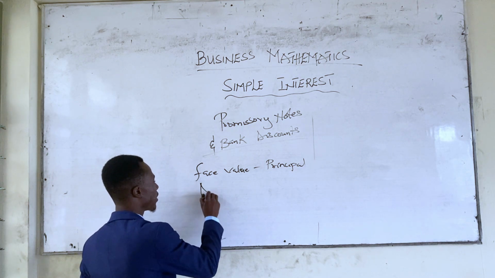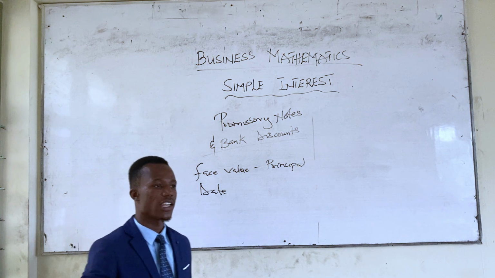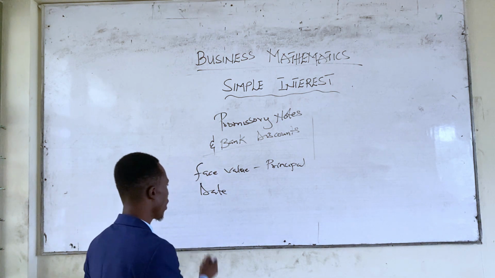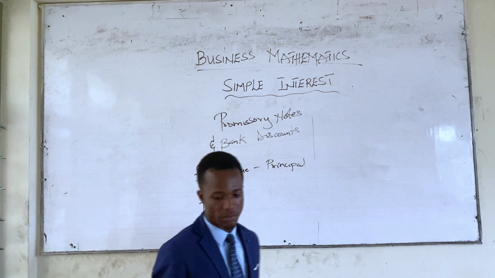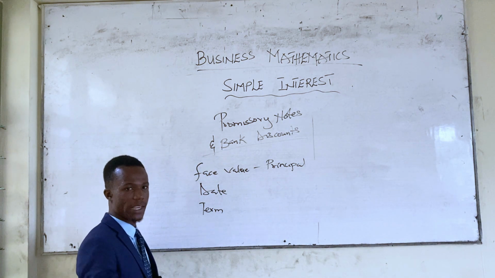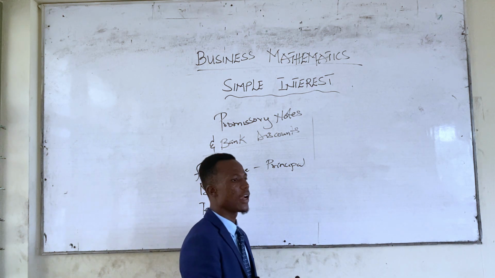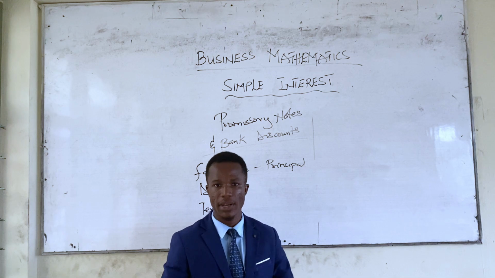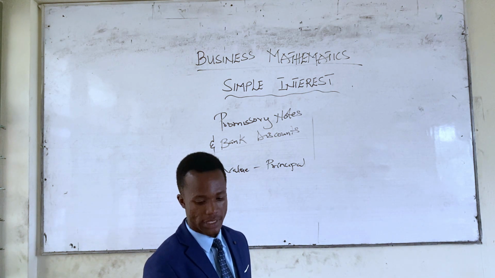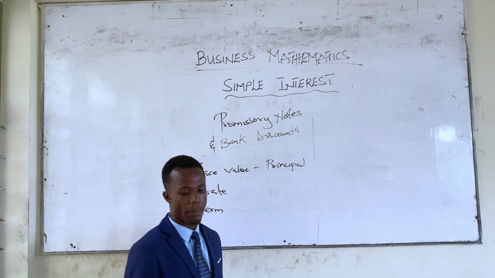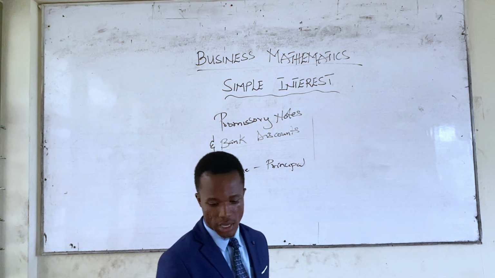Then the date is the day you took, or the day I gave you the money or the items. We have the term. The term is referred to as the time: how many periods or how many days am I giving you to repay the loan? That is the term. Then we have the payee. The payee is the creditor or the lender that I earlier said.